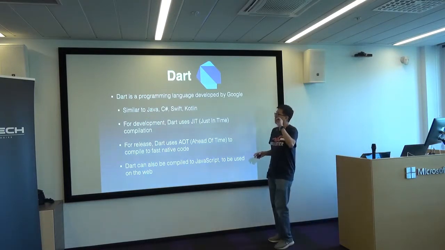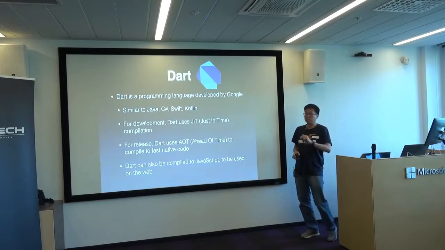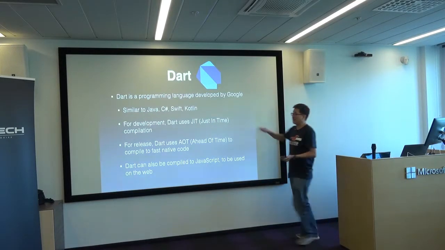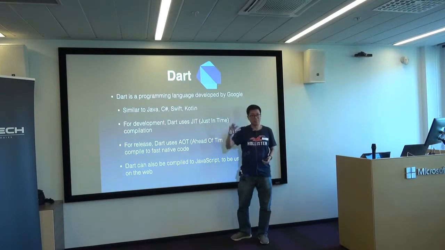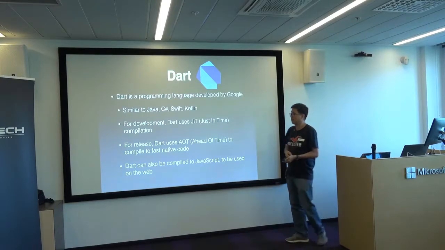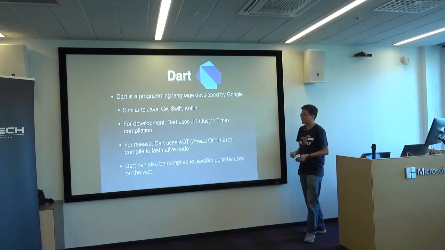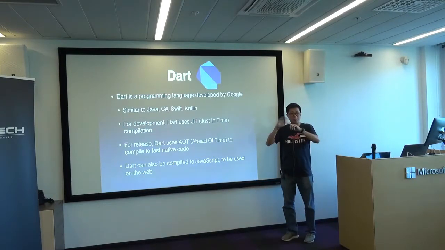So let's talk about this language called Dart. It's a programming language developed by Google. And in my opinion, having tried all these various languages, my personal feeling is that it's very similar to Java, C#, Swift, Kotlin. So I think we have reached a point where all programming languages are almost the same.